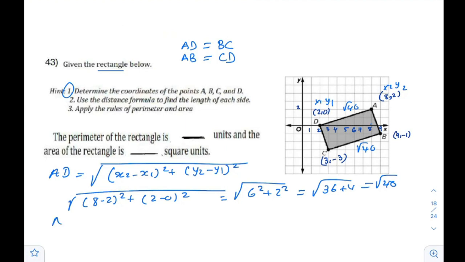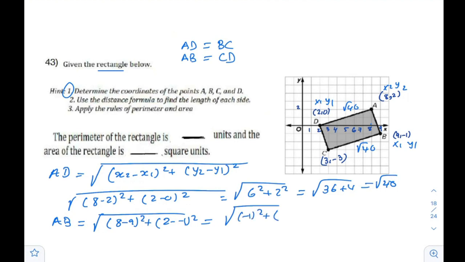Now moving to AB, one of them is enough, AB or CD. So if this is AB, I would name this X1, Y1, since I already named the other X2, Y2. Of course, you can change it whenever you like. So X2 minus X1, so 8 minus 9 all squared, plus 2 minus negative 1 all squared, which is negative 1 squared plus 3 squared. Anything squared will be positive. So 1 plus 9, which is the square root of 10. So this is the square root of 10, and this is also the square root of 10.